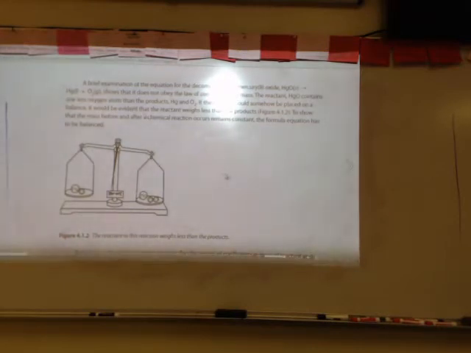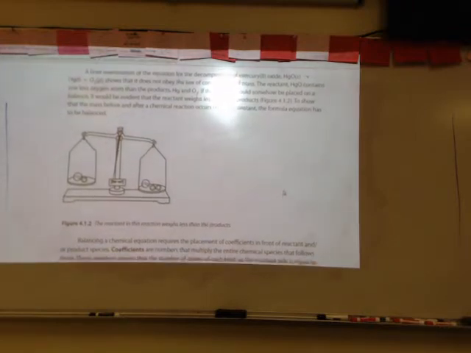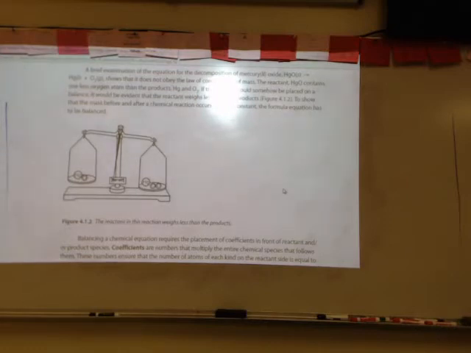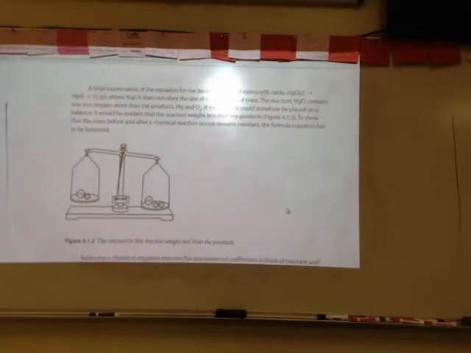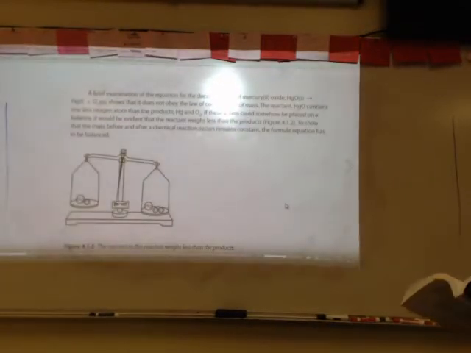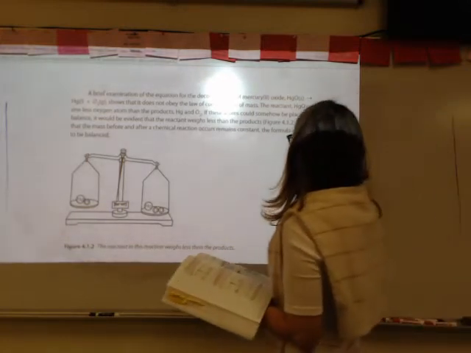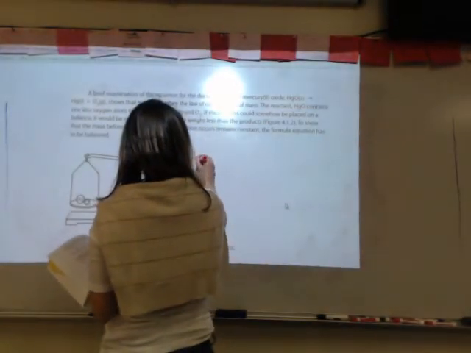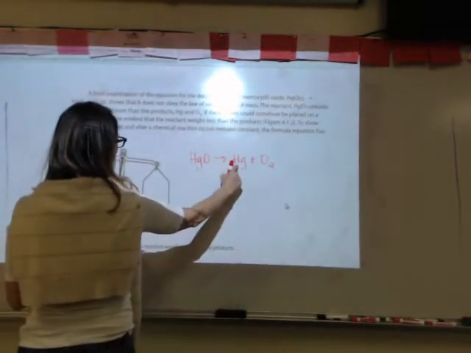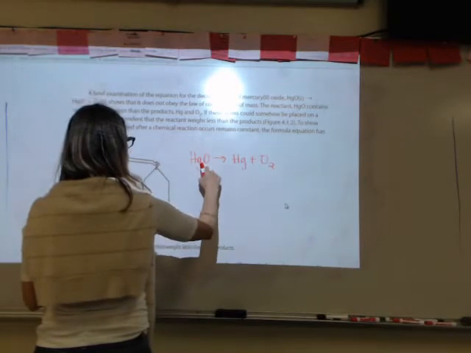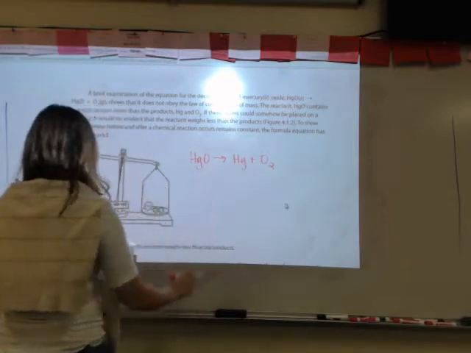if we look at the decomposition of mercury 2 oxide, it shows that it does not obey the law of conservation of mass. But to show that the mass before and after a chemical reaction occurs remains constant, you have to balance the equation. So if you're looking here at this mercury 2 oxide decomposition reaction, you see that you have 1 mercury on the reactant and the product side, but you have 1 oxygen on the reactant side and 2 oxygens on the product side. So the oxygens are not balanced.